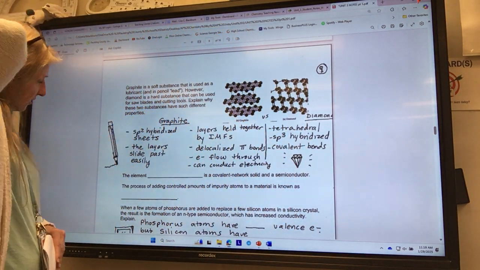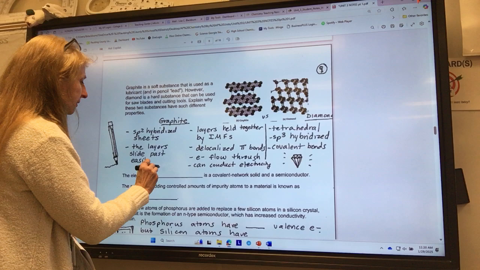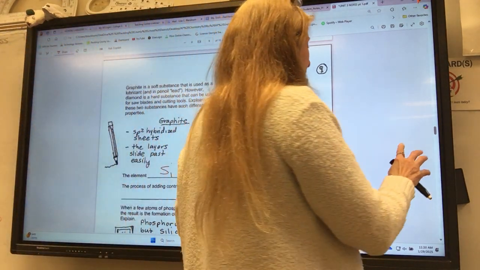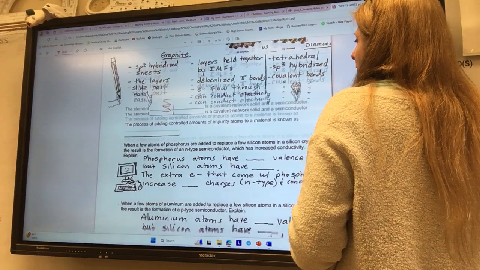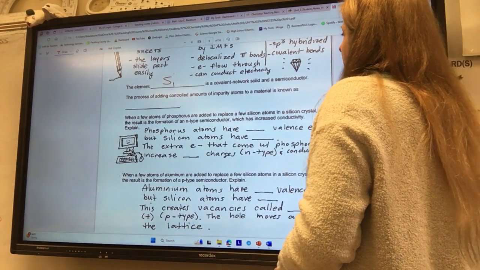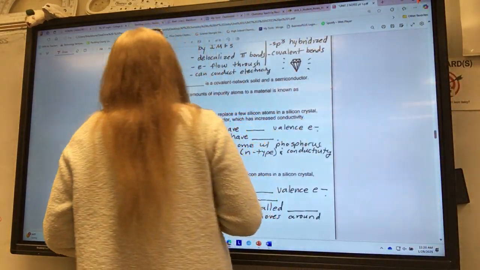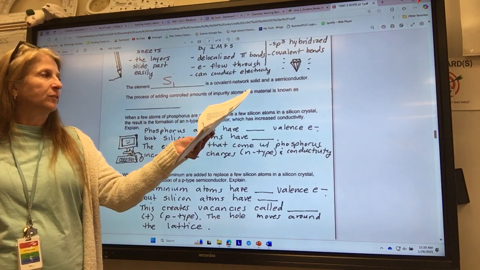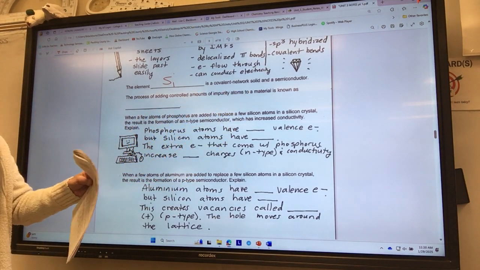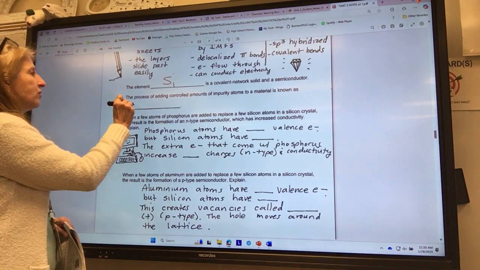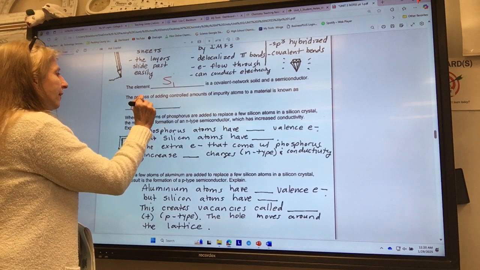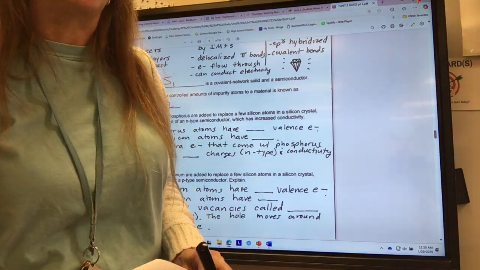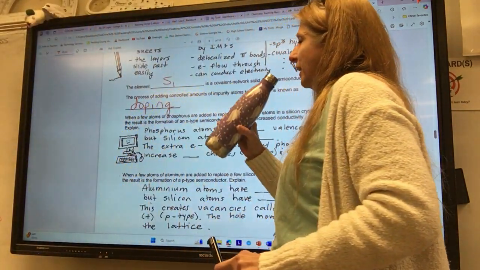Okay, so now let's talk about another one, silicon. So silicon is what they make computer chips out of. How come? What goes on here? Well, it is a covalent network solid and a semiconductor. So what they do is they put different atoms in it to control it, and it's called doping. It sounds like it's doing drugs, but they put something in it. They call it doping it.